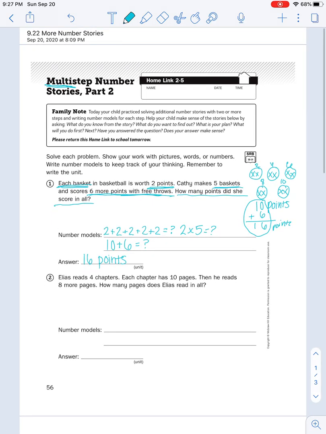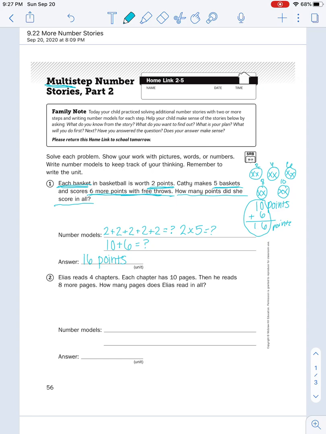Okay, so not terrible, but it's important to make sure that your work is all written down or else you could definitely mess up on this. Okay, so I only got the answer right because I wrote everything down and I kept track of what I was doing. Next one, it says, Elias reads 4 chapters.